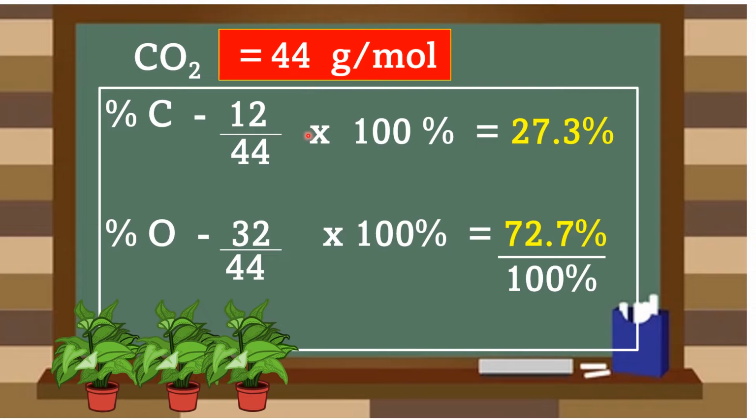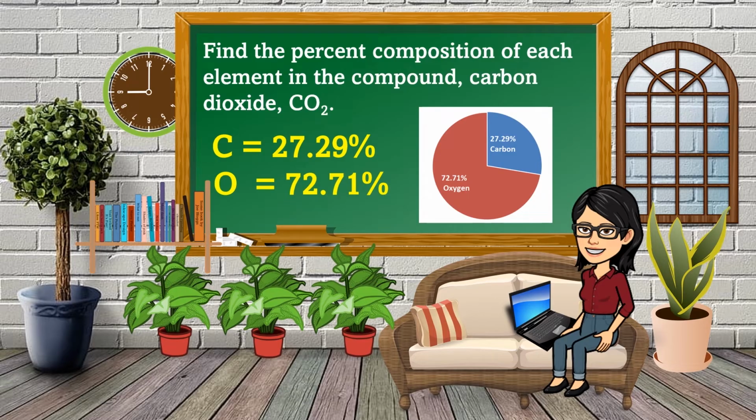Earlier, we found out that the molar mass of carbon dioxide is 44 grams per mole. Then, divide the actual mass of the element with the computed molar mass of the compound. Then, multiply it by 100%. Do this for all the elements present. To check your answer is correct, it should sum up to or near 100%. Now let's visualize the percentage composition of carbon and oxygen.